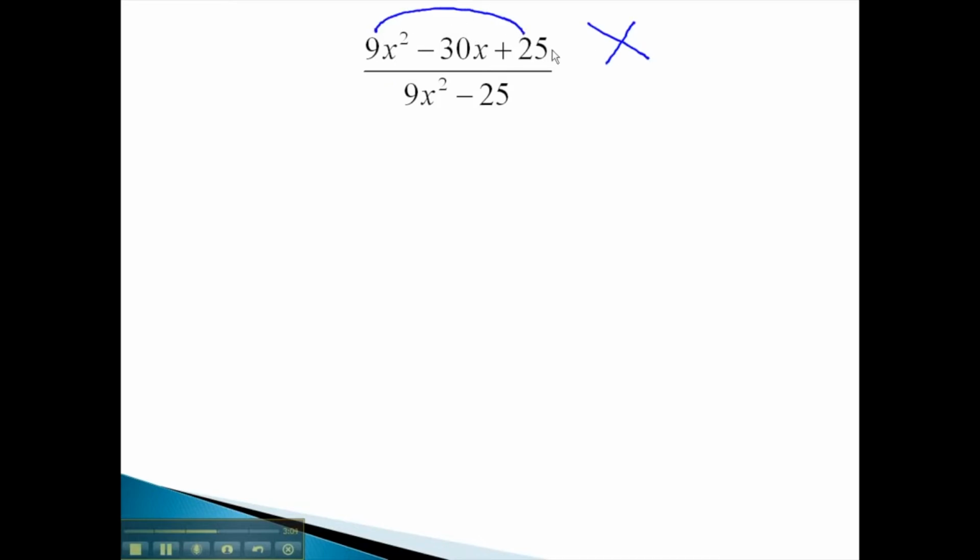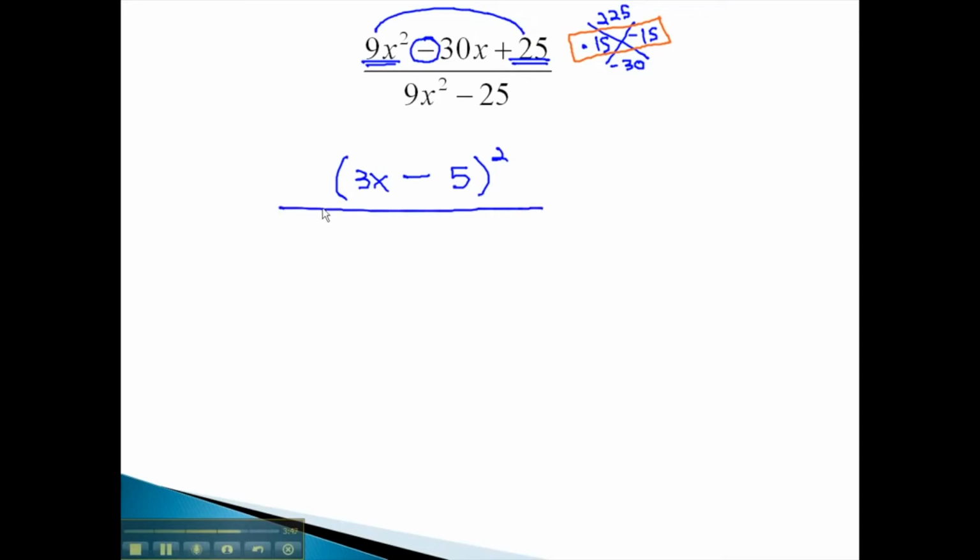Using the AC method, 9 times 25 is 225. We also want to add to -30. After some practice, we find this will be -15 and -15. Notice those two numbers match. When they match, we know it's one of our special factoring shortcuts. It's going to be something squared. Taking the square root of the 9x squared to get 3x, the square root of the 25 to get 5, and the sign from the middle will complete factoring the numerator.